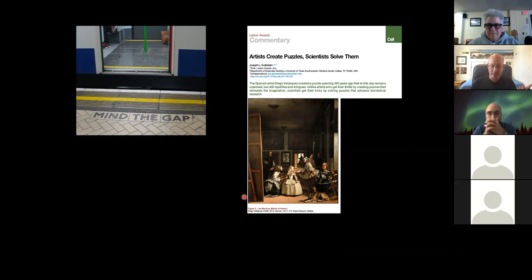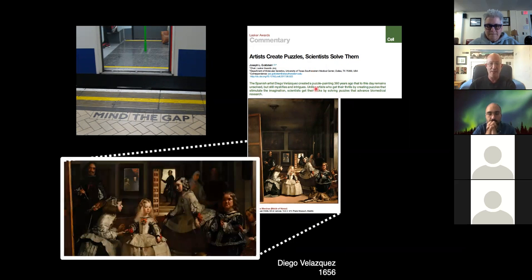This was an article I came across in a very famous journal, Cell, and the title was "Artists Create Puzzles, Scientists Solve Them." And I was baffled by this title, so I read it, and what the author was claiming is that he was using this very famous painting from Diego Velázquez, and in this painting, it's a big mystery for the artistic world.